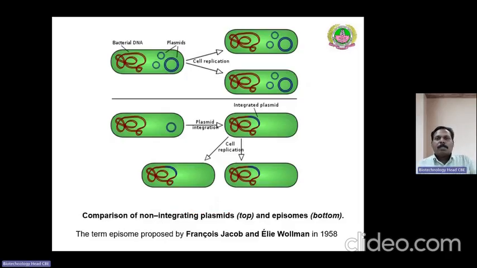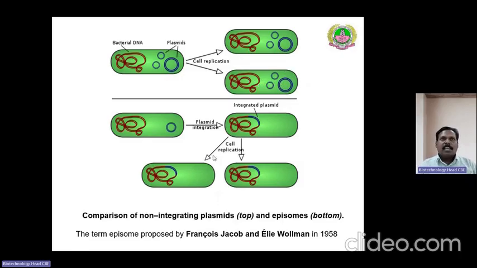Some plasmids are normally observed to be integrated with the chromosomal DNA, but some may remain separate. If the plasmids do not get integrated with the chromosomal DNA, we call them non-integrating plasmids. Here, typically, once the bacterial cell undergoes binary fission, there will be a separate replication of the chromosomal component of the bacteria, and the plasmid replicates separately because it is not integrated with the chromosomal DNA.